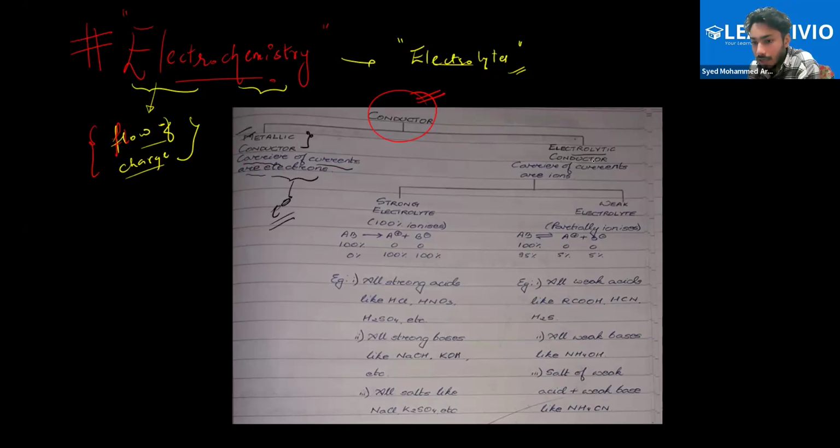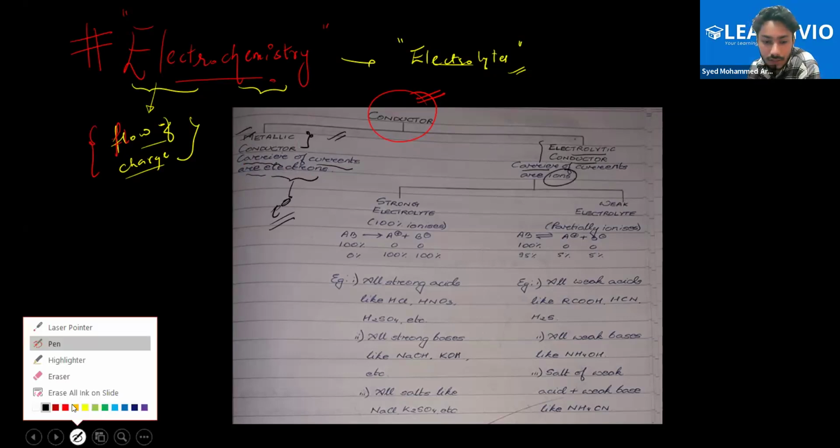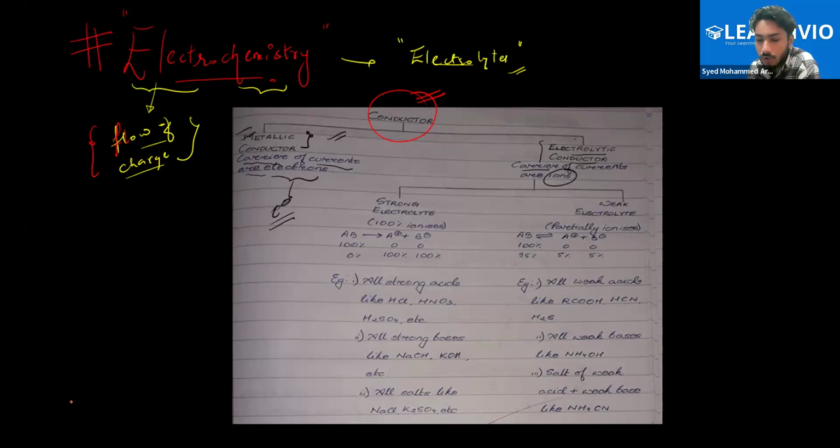And there are two types of conductors. One is metallic and the other is the electrolytic conductor. Their carriers would be the ions. So the basic difference between the metallic and the electrolytic conductors is based on the carriers, that is, how the current is flowing in it. If the current is flowing through electrons, then it is a metallic conductor, for example iron, copper, etc.